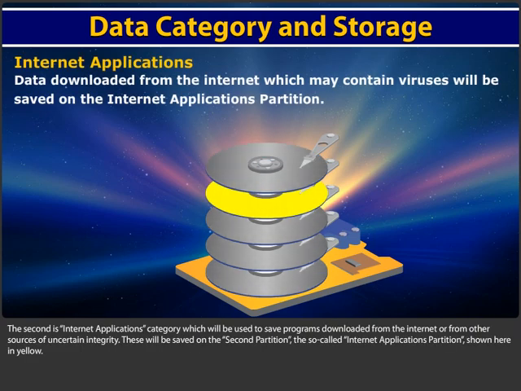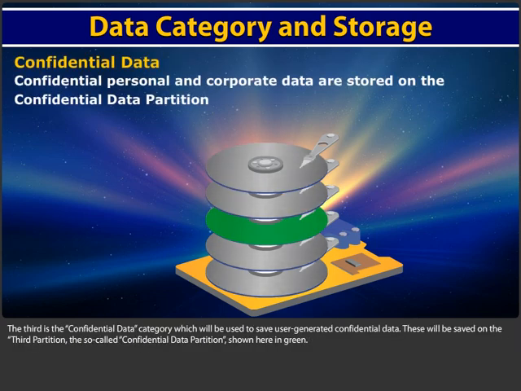The second is the Internet Applications category, used to save applications downloaded from the net or from other sources of uncertain integrity. These will be saved on the second partition, the so-called Internet Applications partition, shown here in yellow. The third is the confidential category, which will be used to save confidential user-generated data. These will be saved on the third partition, the so-called confidential partition, shown here in green.